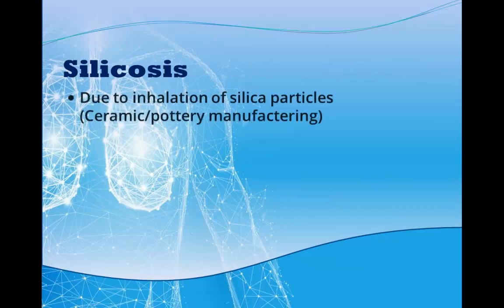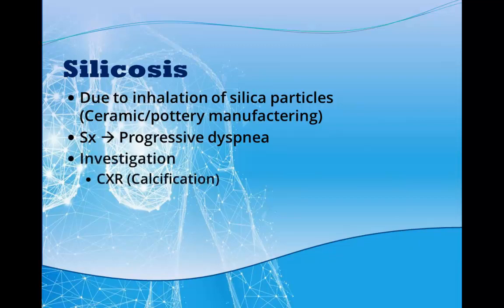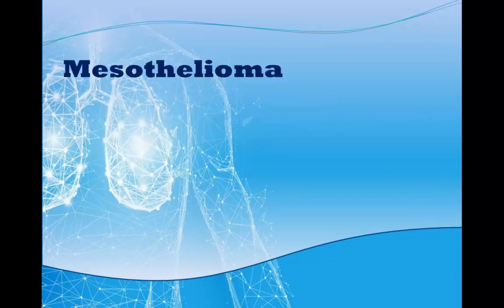Now, silicosis is due to inhalation of silica particles, seen especially in those who work in factories that manufacture ceramics and pots, and those who mine gold and other metals. The main symptom is a progressive dyspnea, and on chest X-ray you'll see calcification. The management is the same as coal workers' pneumoconiosis.